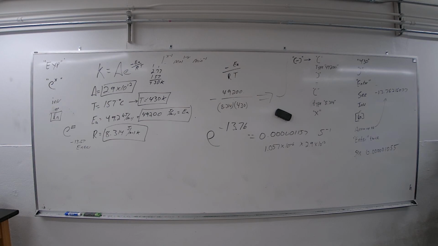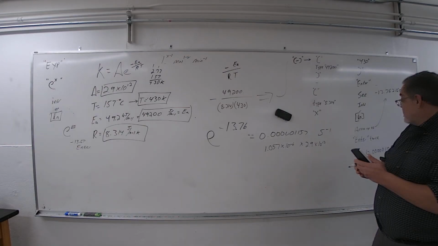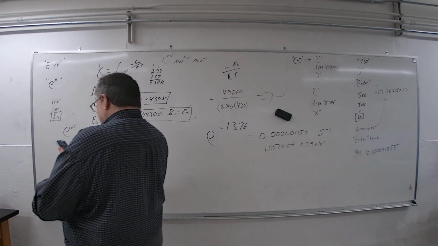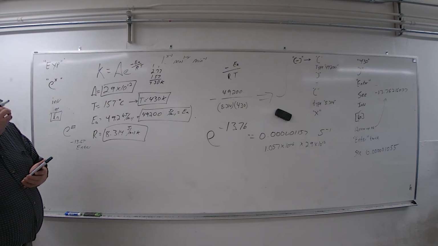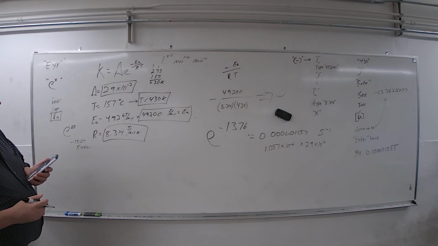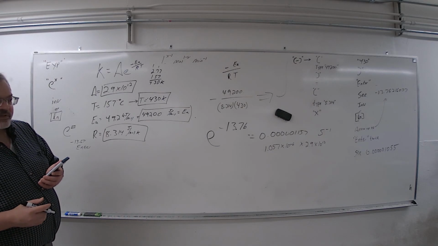Zero zero zero zero zero 1055 times 2.9. Yeah, it's the 3.1s. Comes out to 3.1 times 10 to the 6.